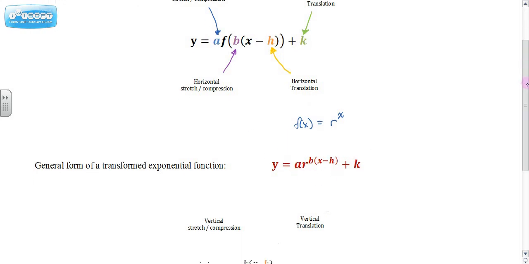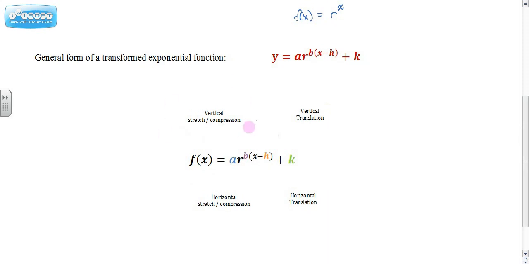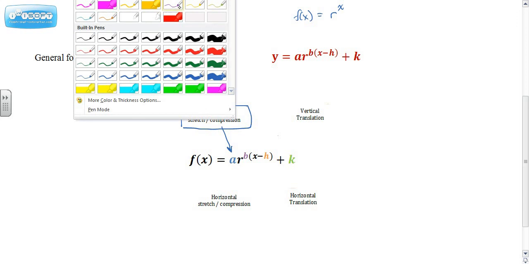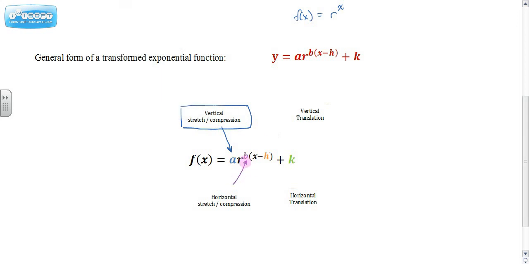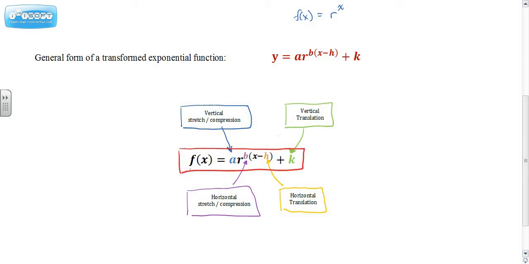Okay? So if I were to write this and recall how this would look for the exponential function, here is my a value, which is my vertical stretch or compression. Then I have my horizontal stretch and compression, which is my b value, and that's part of the exponent. Then I have my horizontal translation, and that's inside my function as part of the exponent. And then I have my vertical translation, which is my k value, which is outside my function. So this is the general form of transformations that can be applied to an exponential function.